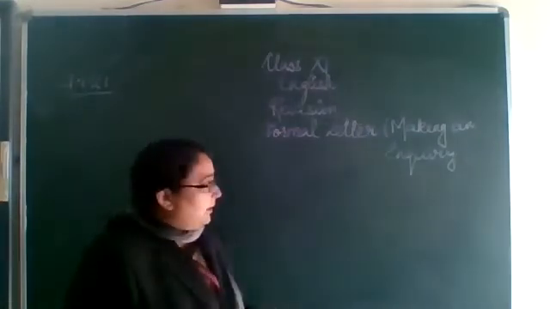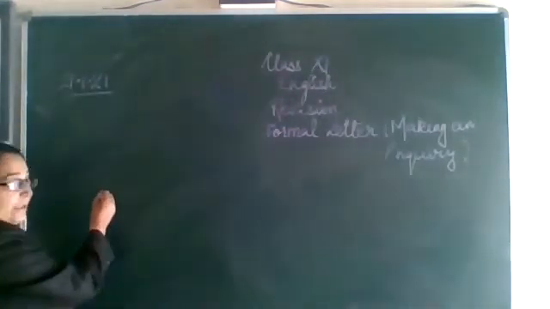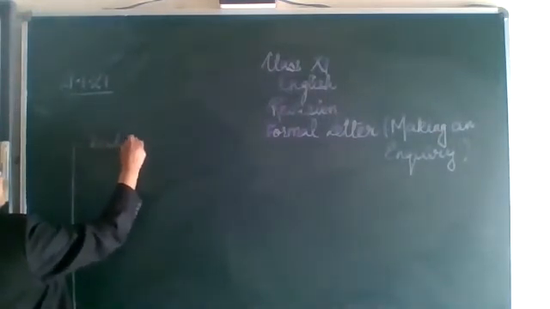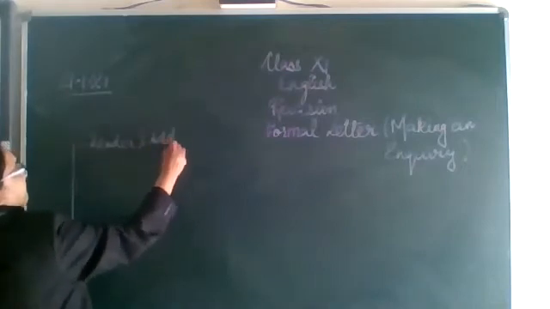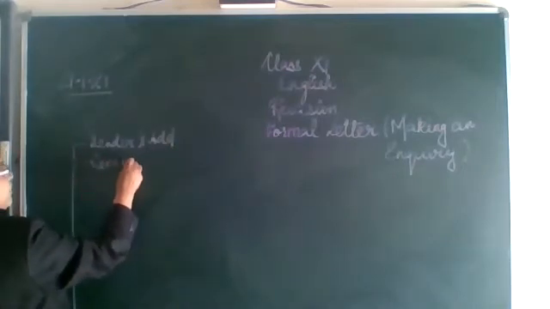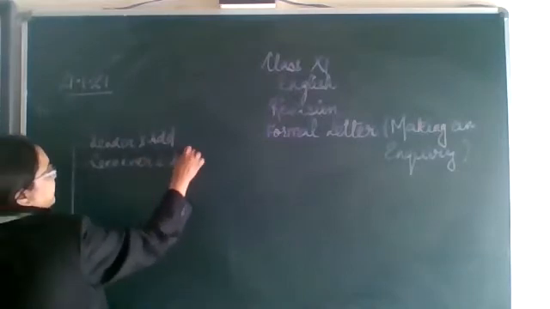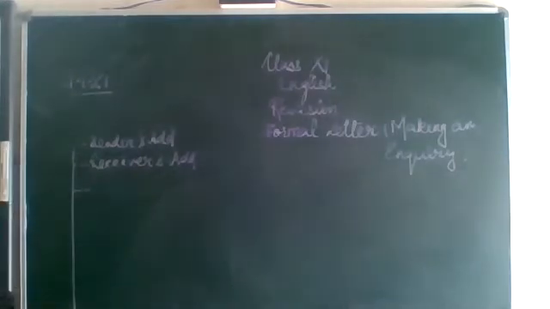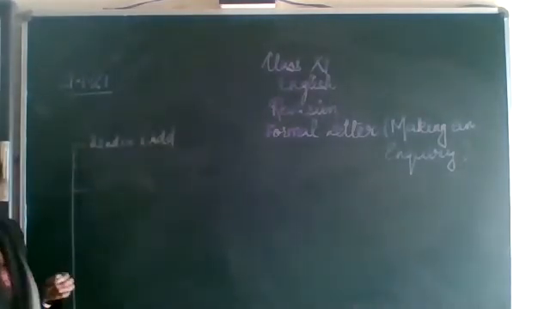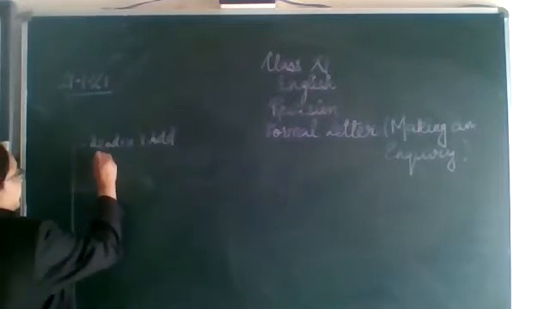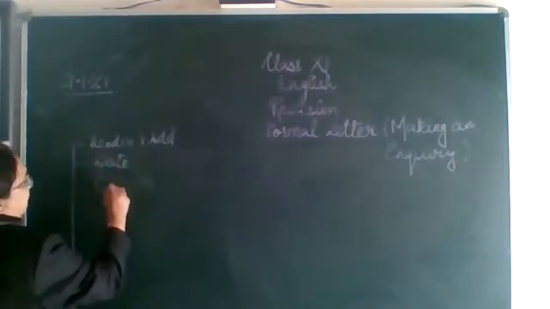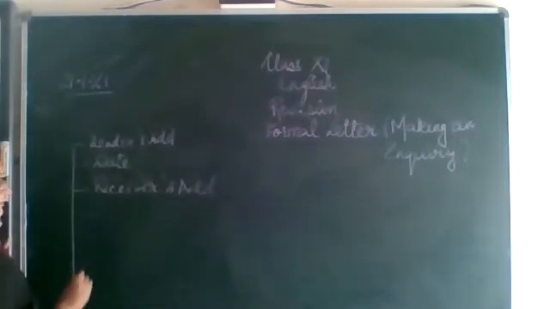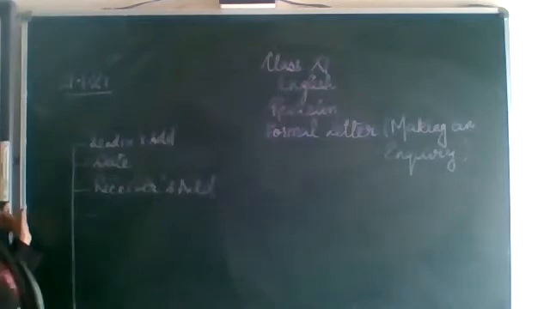So after discussing the format, let me write the format part a little bit here. Again revise: sender's address, receiver's address. I will be fast in this because we have done this in the previous class also. Receiver's address, sorry. Date. Yes, date will come in. Date, then receiver's address. Now you will never forget these things because we have revised again and again.